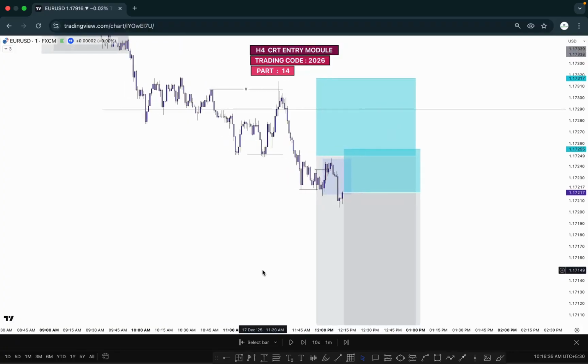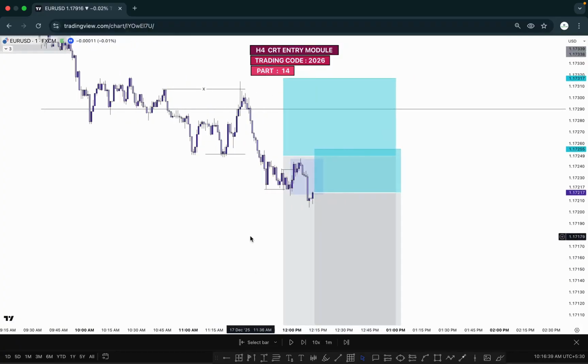Okay, so this is the process of how we can get an entry here. The process is very simple. The market takes out the liquidity in a higher time frame, then we switch back to a lower time frame, wait for it to take out the inducement and break this mitigation, and we can plan for the sell on the downside. So let's see what happened next and how price reacted.